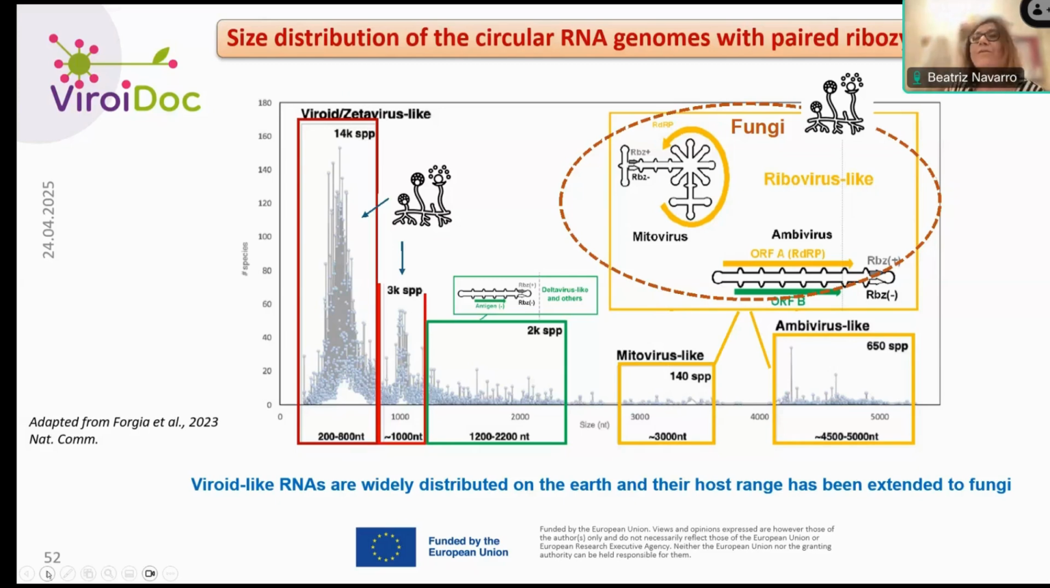And we found also circular RNAs as big as almost 5,000 nucleotides, the biggest ones. When these were analyzed, we found that they correspond to ambivirus and mitovirus that were previously identified as linear RNA viruses, whereas we found that they could be circular and could contain ribozymes in both polarity strands. And these ambivirus and mitovirus were found infecting fungi.